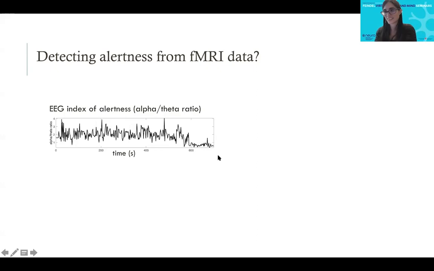And there's a few reasons why this might be useful. One is that many existing data sets don't have any vigilance measures. And so if we can read that off based on the fMRI data, then maybe we can use it in our statistical analyses to model the brain states or look at how the states interact with behavioral or cognitive variability.